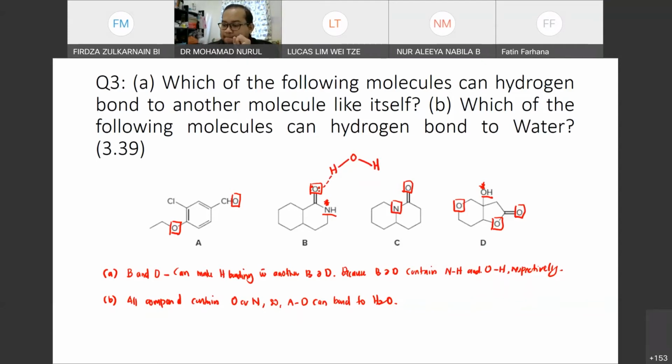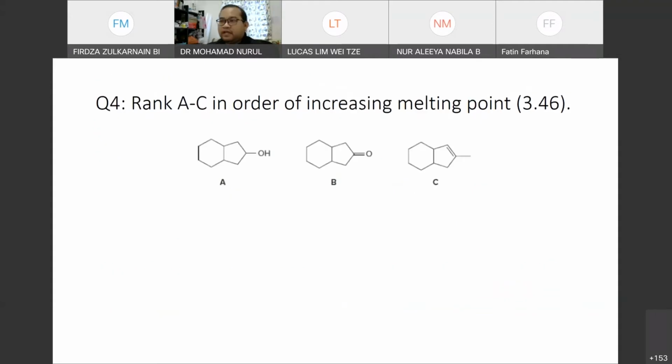Okay, next question, Q4. Question number 4. Rank A to C in order of increasing melting point. So you have to understand, if you see the lecture notes, we can conclude that stronger force gives you higher melting point.